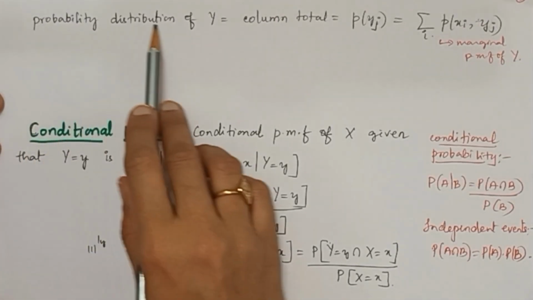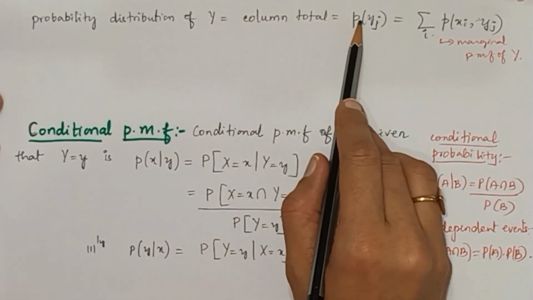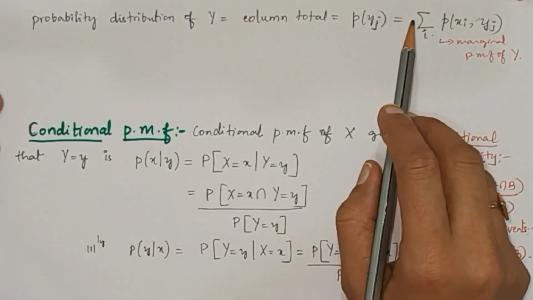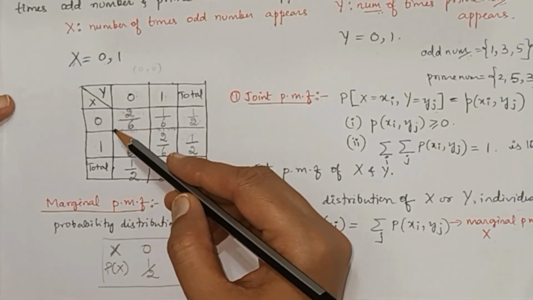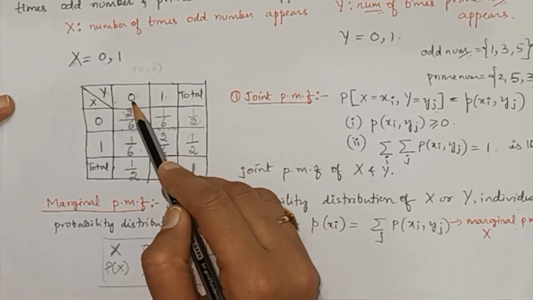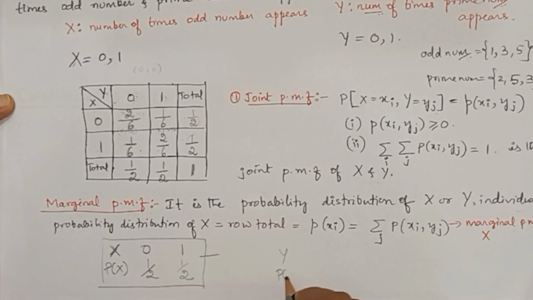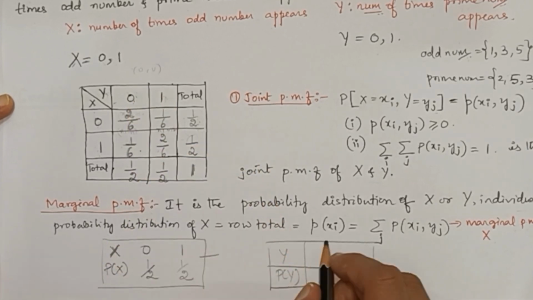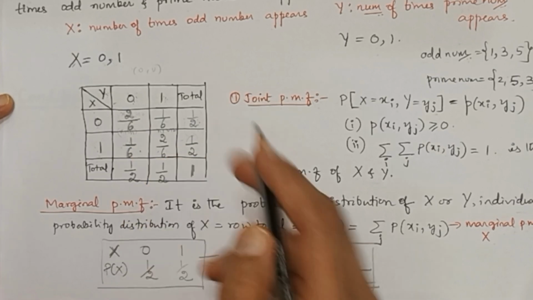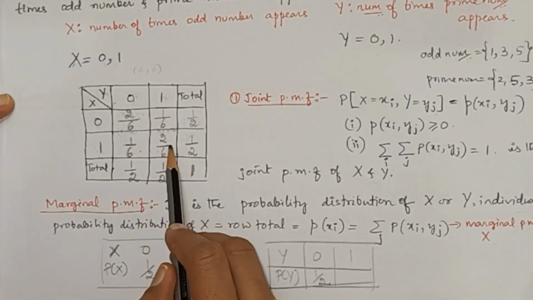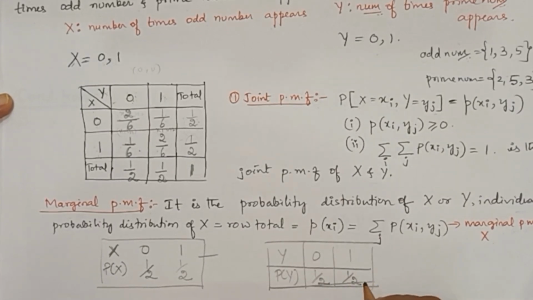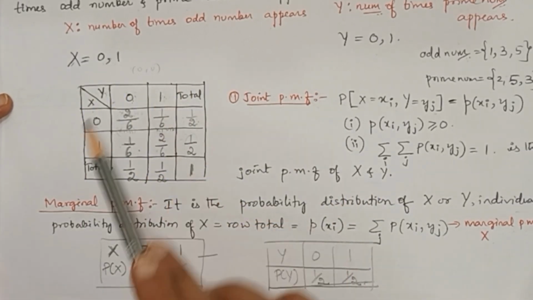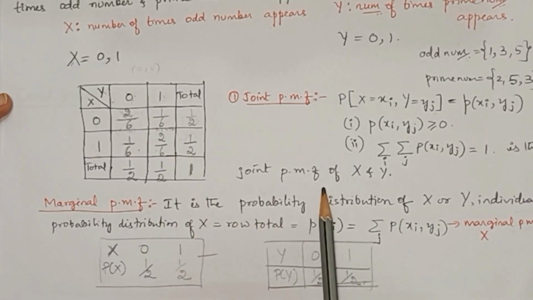Now similarly, the probability distribution of y is nothing but the column total, which is denoted as p of yj, that is the summation of p of xi comma yj over i. You have to change the rows now. See here, if you want to get the marginal probability distribution of the variable y, which takes the values 0, 1, here you have y and p of y. Now you have to take the column totals. So this is the first column, second column. Y values are 0, 1. Column totals: 2 by 6 plus 1 by 6, that is 1 by 2. Then similarly 1 by 6 plus 2 by 6, that is also 1 by 2. So this distribution is called the marginal distribution of the random variable y. This was the joint probability distribution. If you take the probability distribution individually, then that is called the marginal distribution.